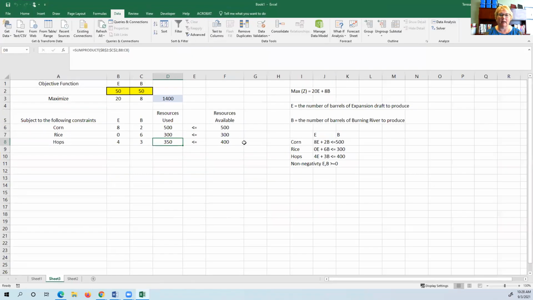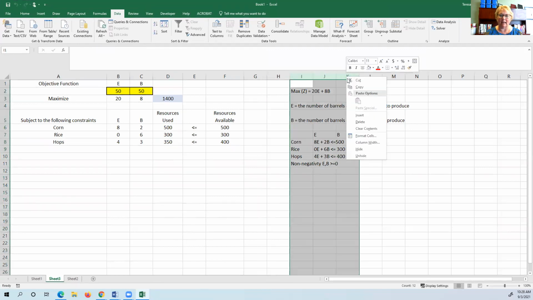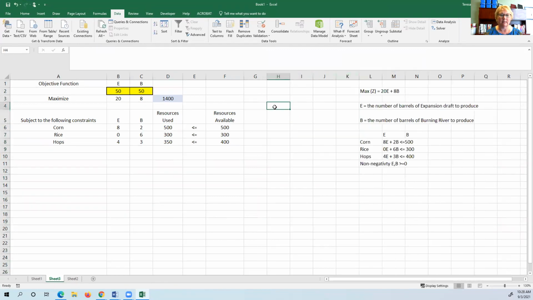The other thing I wanted to talk about, and we talked about this in class, is making sure that you understand what slack resources are. So slack is the difference between what I have available and what I've actually used, okay? And you can see that I've used all of my corn, I've used all of my rice, but I have 50 pounds of hops left over. That means that corn and rice are what we call binding resources because we're not able to produce any more of what we would want to produce because we don't have any more corn or rice available, okay?